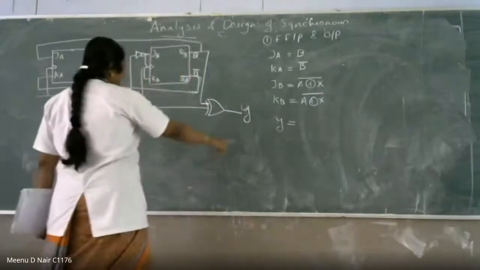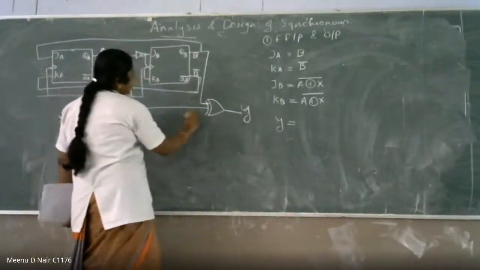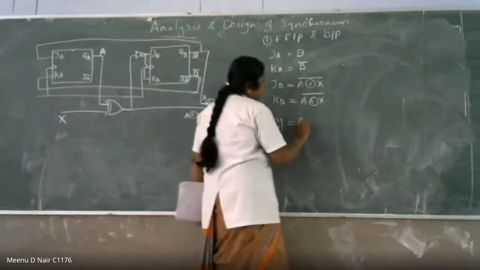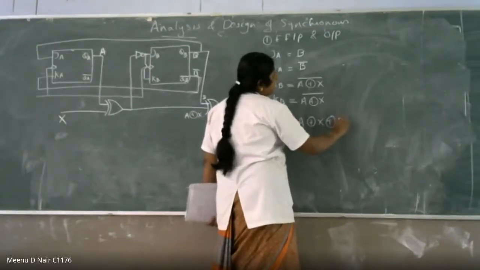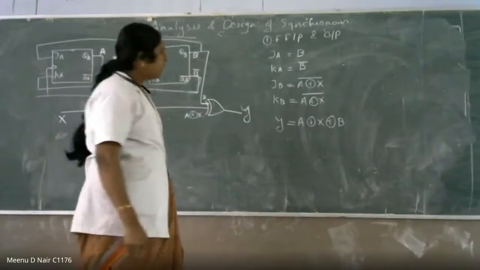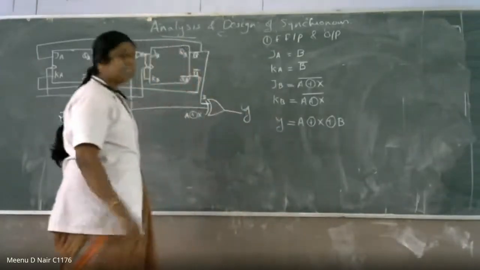Then what about Y? Here it is A XOR X and here it is B, right? So Y is equal to A XOR X XOR B. That is your flip-flop input and output. That is your first step.